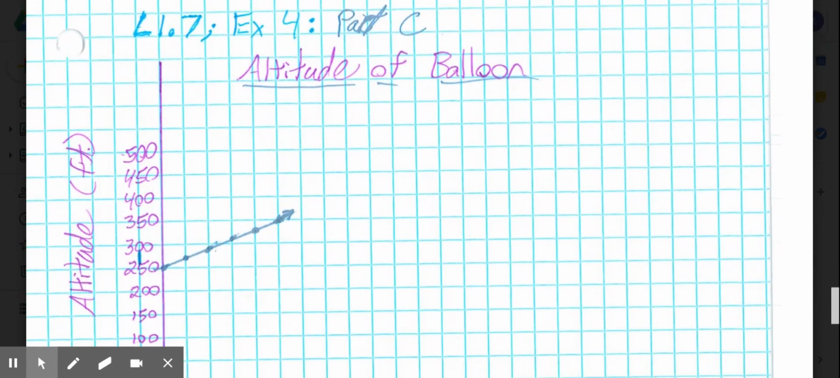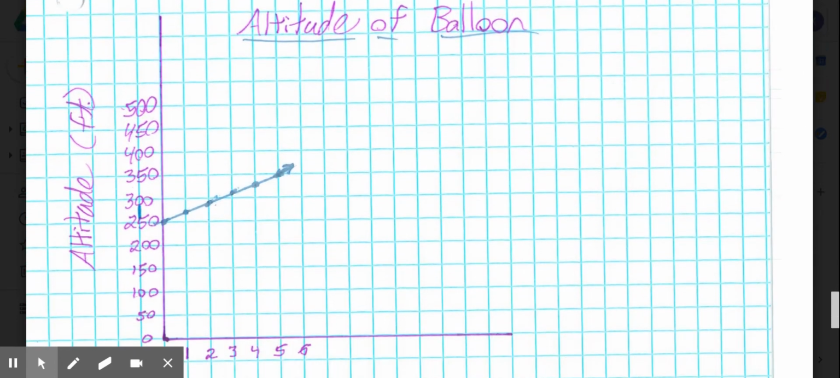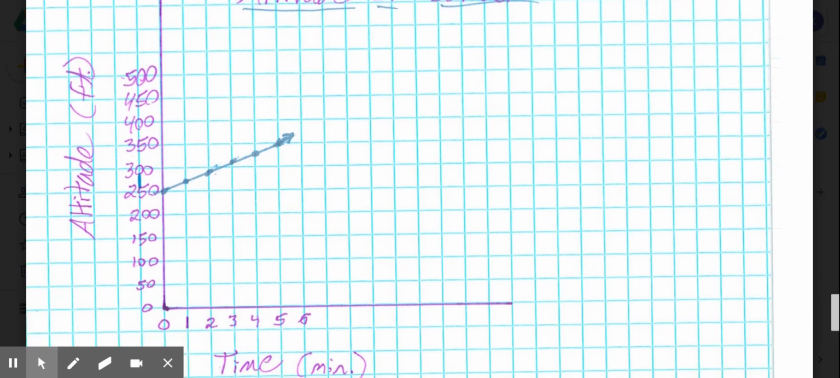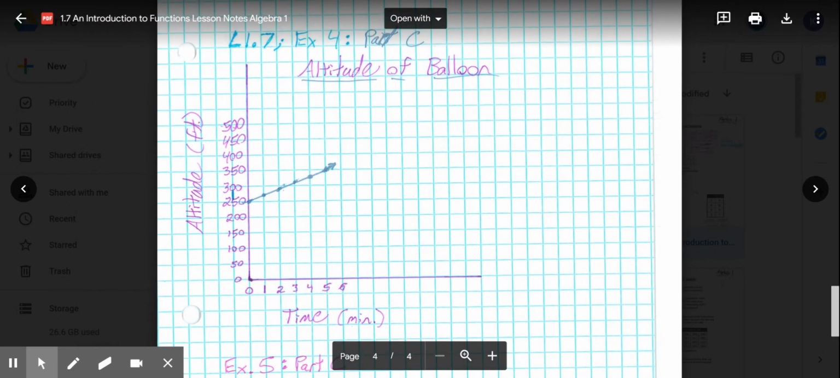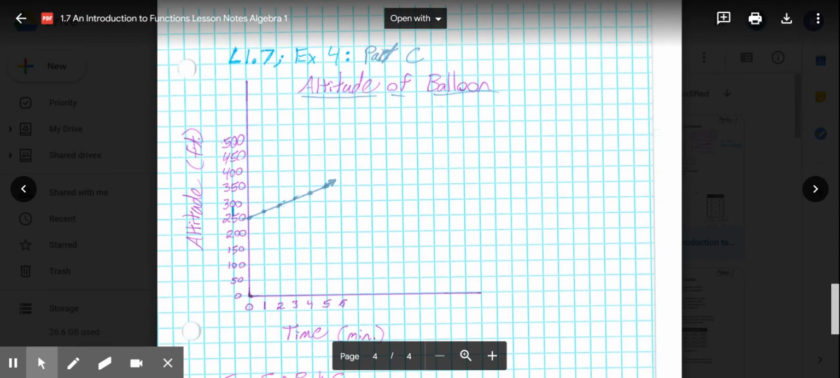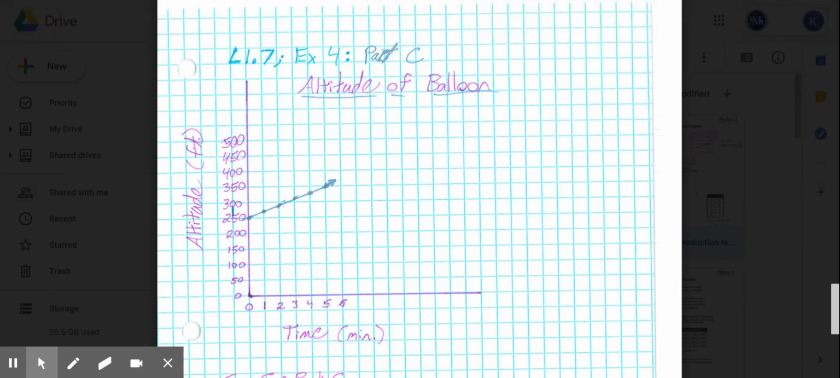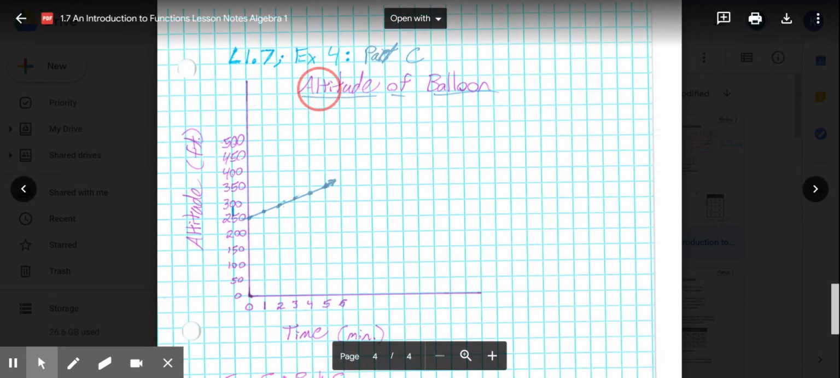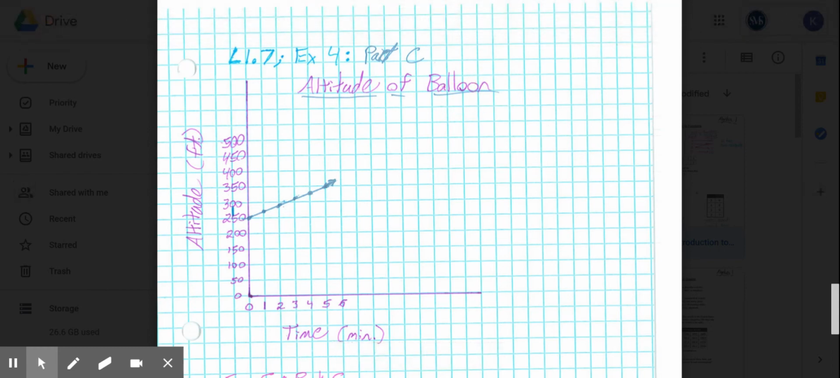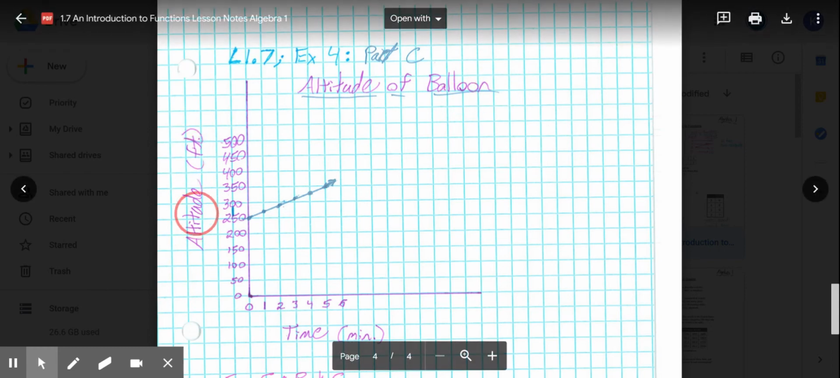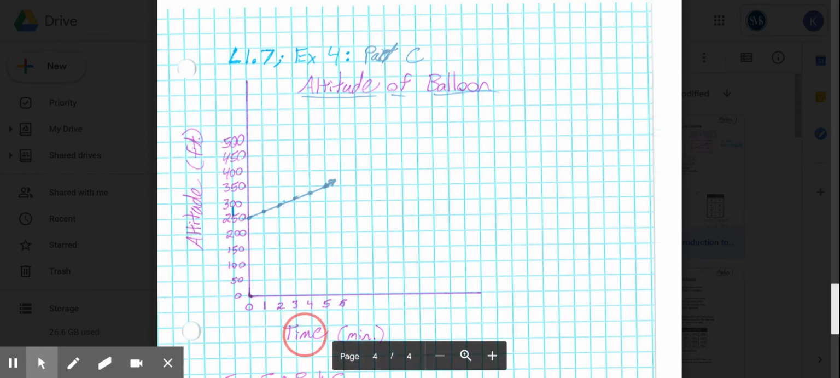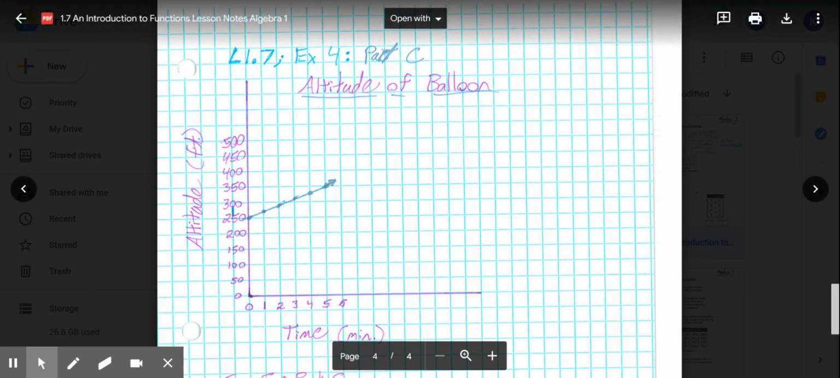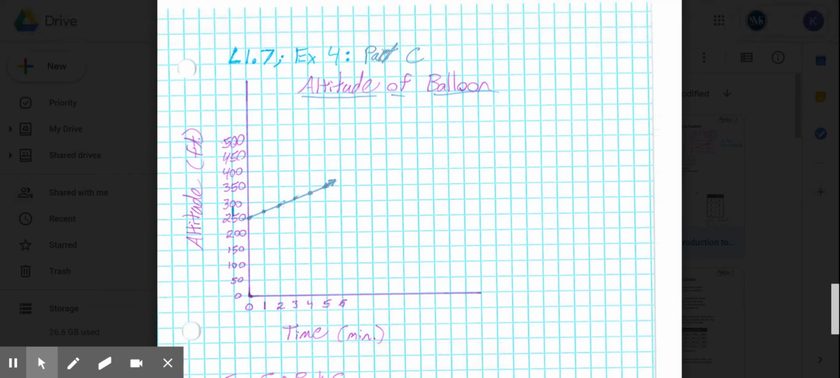here is our part C for example 4. I took the information from the input-output table to create my graph. So in this case, there we go, zoom out. Remember that for any graph, we need a title. So I just simply titled it altitude of balloon. We need to label our y-axis, which would be the altitude in feet. And we need to label our x-axis, so time in minutes. So I put the labels with the units in parentheses because they gave them to us in the problem.